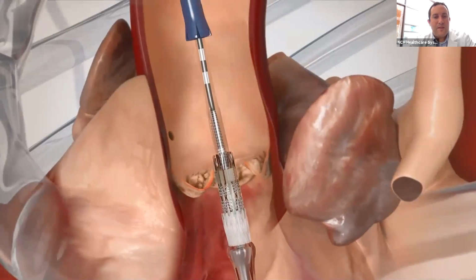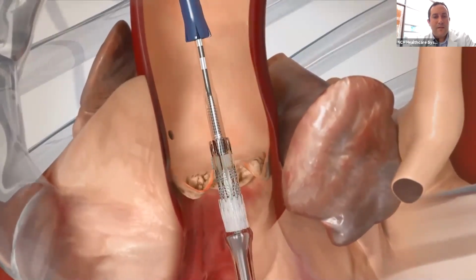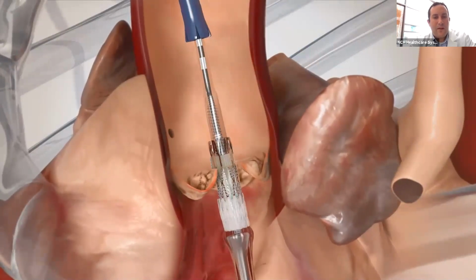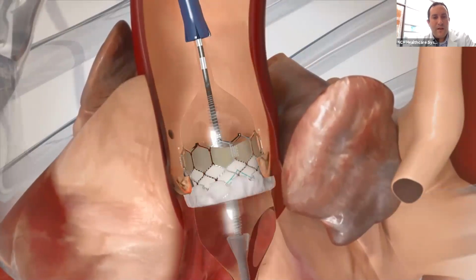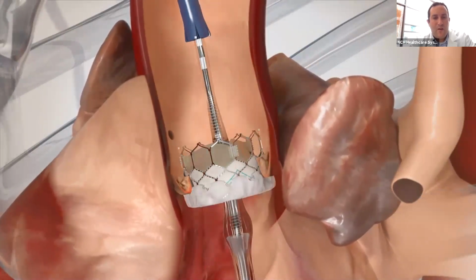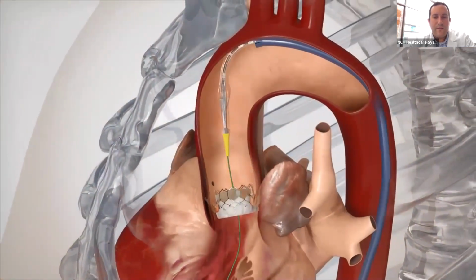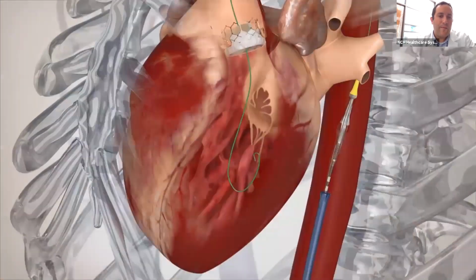And once the valve is positioned appropriately, as you're seeing here, the heart's about to start pacing. And we're going to expand the valve, put the valve in the right position, take down the balloon, and all of a sudden the patient has a beating heart with a new heart valve in it. All this with a needle stick in each groin.